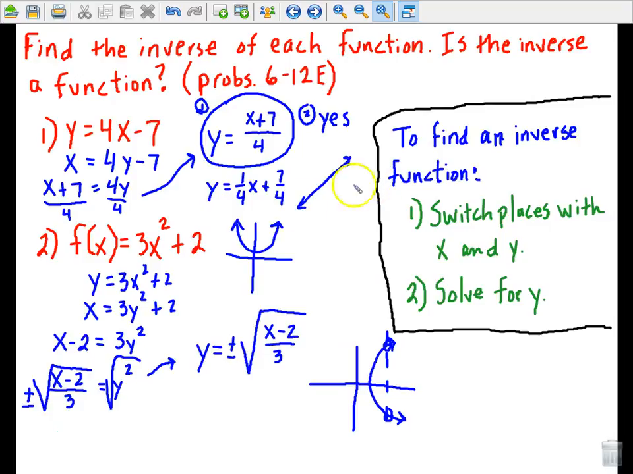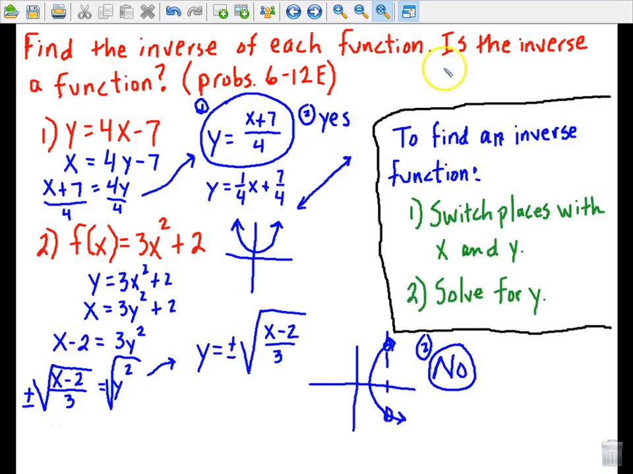So, bottom line, when you're dealing with quadratics and you're finding the inverse function, and you're asked to determine if the inverse is a function, the answer to that question for quadratics will always be no. And I hope this little picture helps you understand why. For quadratics, the inverse will always be either a parabola opening to the right or, if it's flipped upside down, then it would open to the left. But in either case, neither of those will pass the vertical line test.